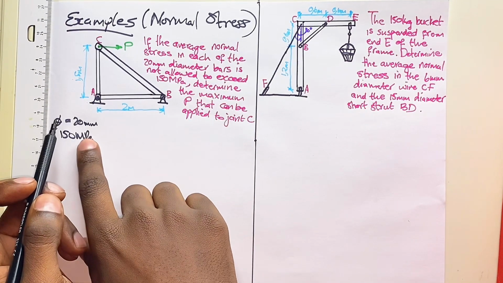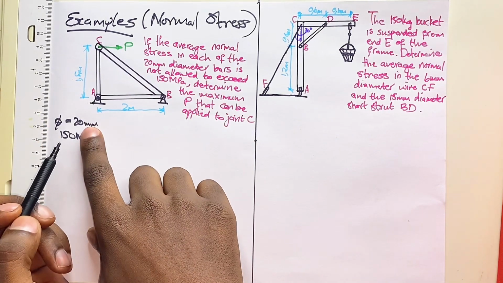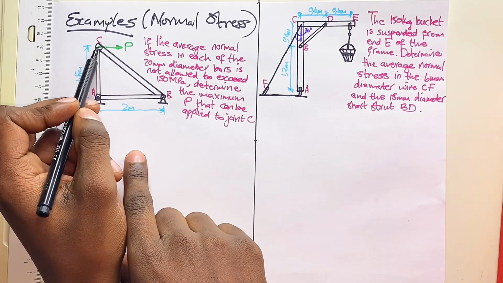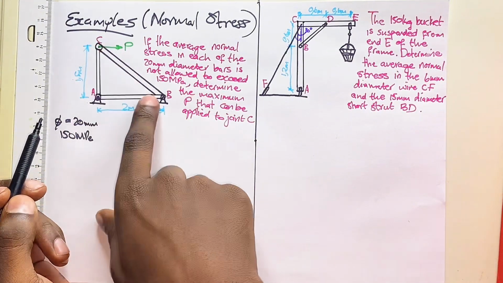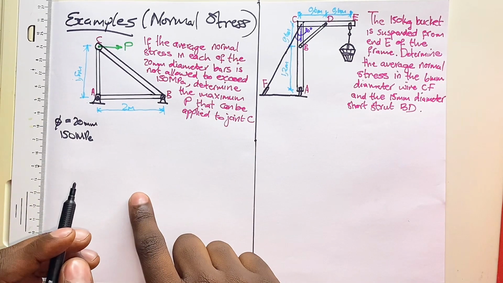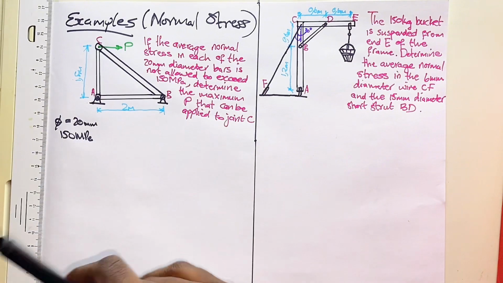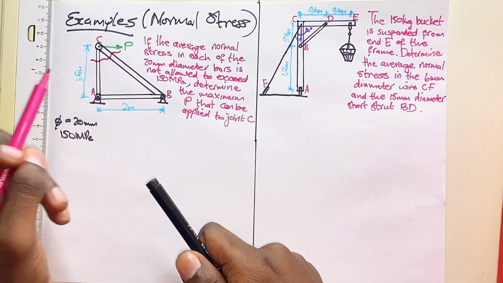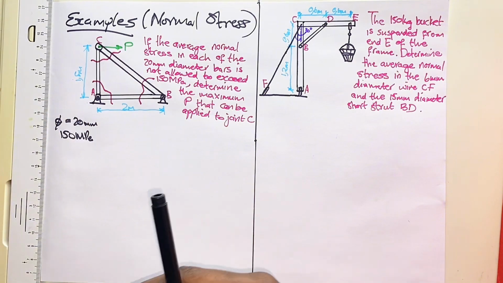Now it says that the normal stress inside each of these bars that are 20 millimeters in diameter must not exceed 150 megapascals. Now, how much force can we exert here without experiencing failure in any of the members? The first thing that we're going to do is draw the free body diagrams of each of the three joints. So for this joint, I'm going to cut it here. For this joint, I will cut it here. And for this joint, I will cut it nicely here.